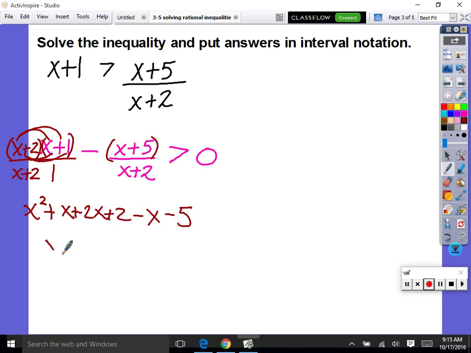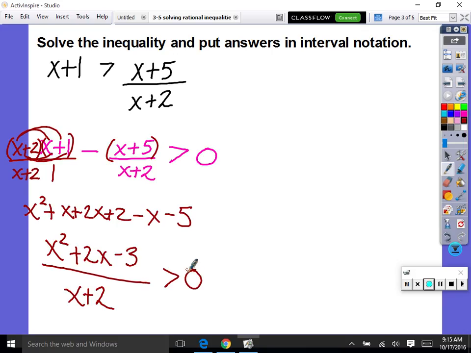On top, we have x squared, plus 2x, right? x plus x, minus x. And then minus 3, because 2 minus 5. So that's on top, and on bottom, we have our x plus 2. We want to know when that function is greater than 0. So what we're going to do is factor out the top so that we see if it simplifies. Everybody good?